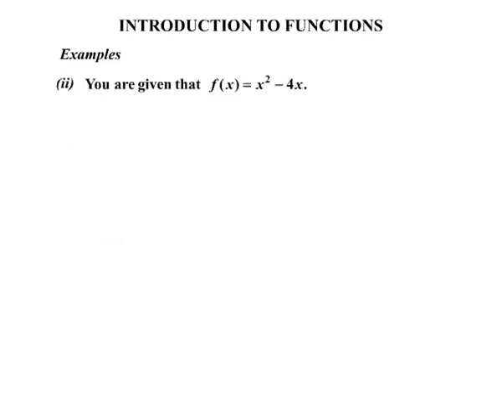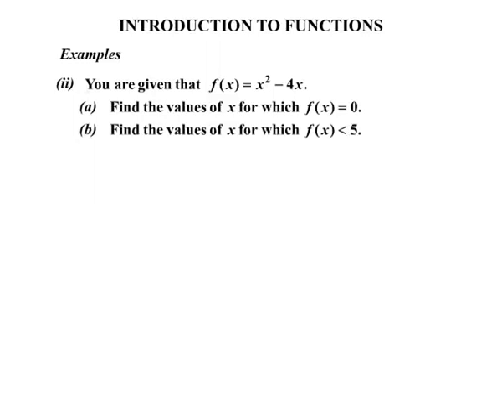Our next one, you are given that f of x is equal to x squared minus 4x. We're asked in part A to find the values of x for which f of x is equal to 0, and in part B find the values of x for which f of x is less than 5. Let's do part A firstly. There's our original function, and we want to see when does it equal 0. So we set that equal to 0.